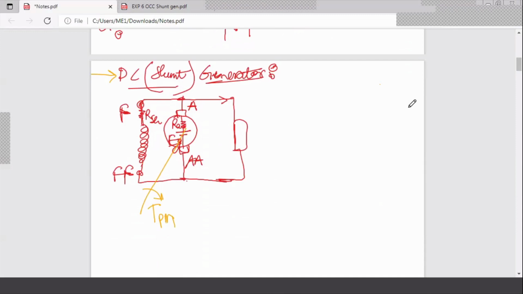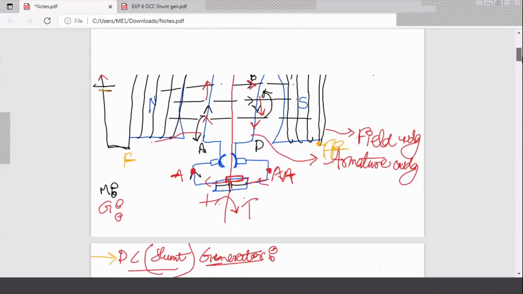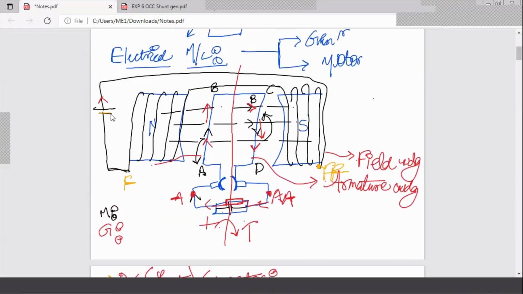By the flow of current, yes, but how will the current flow? Is there any energy source you have connected? There is no energy source which you have connected for a shunt generator. If it was the earlier circuit, we had provided some energy source here.